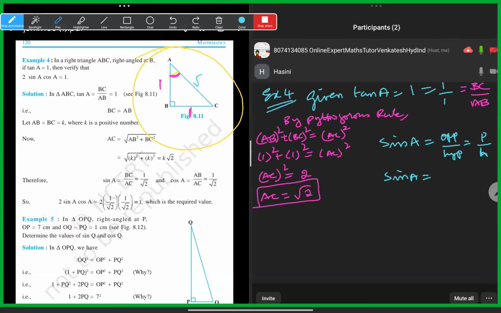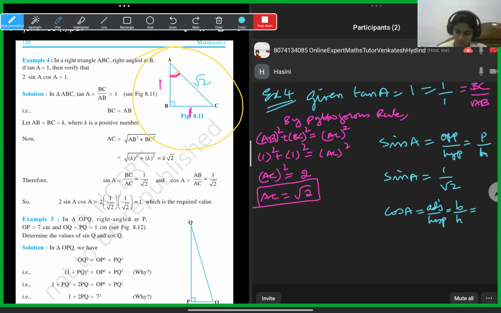Hypotenuse, just now we got it as root 2. So sin A is 1 by root 2. Similarly, cos A is equal to adjacent by hypotenuse, or base by hypotenuse, which is equal to again 1 by root 2, because both base and opposite sides are 1. Any doubt? No doubt, sir.